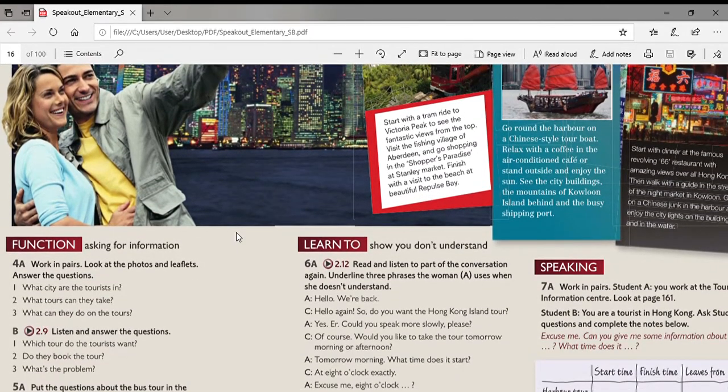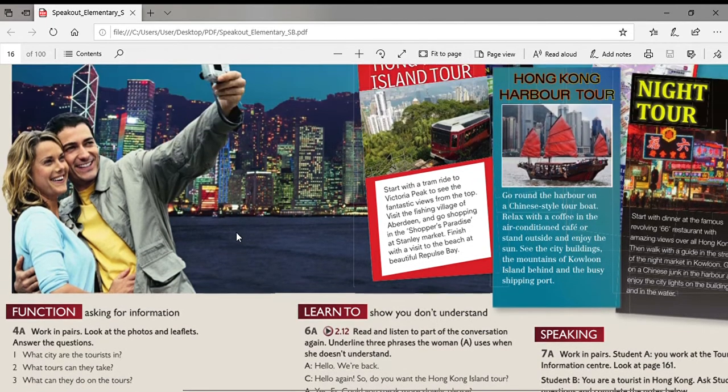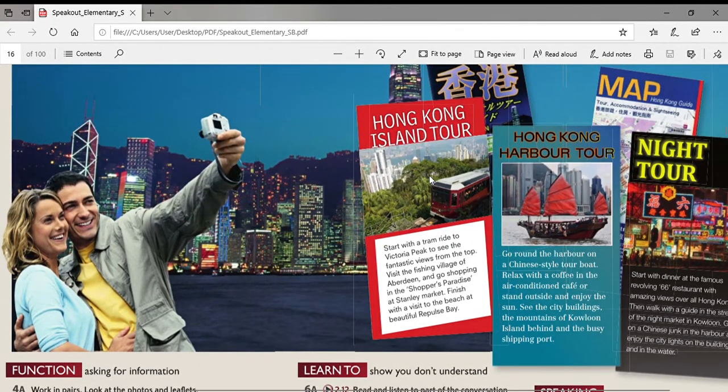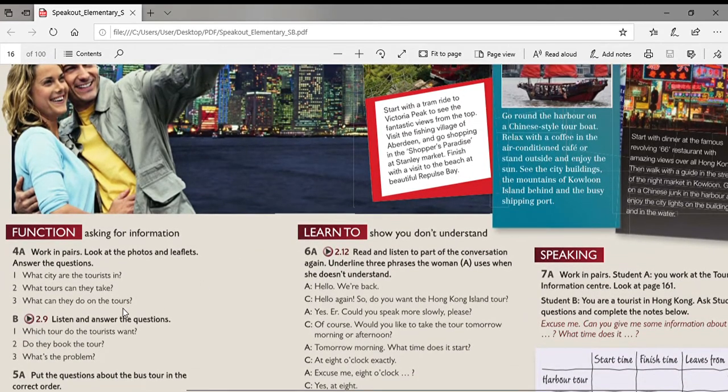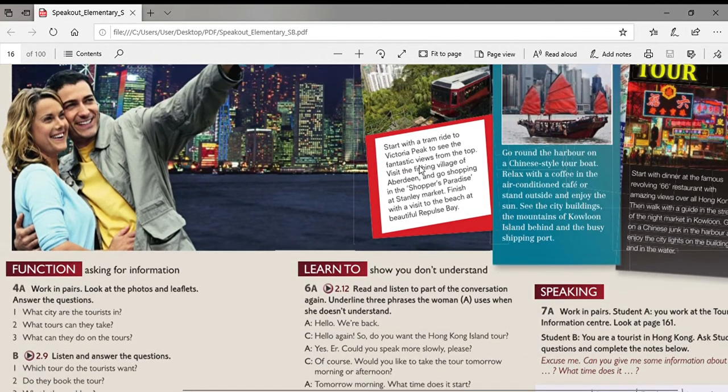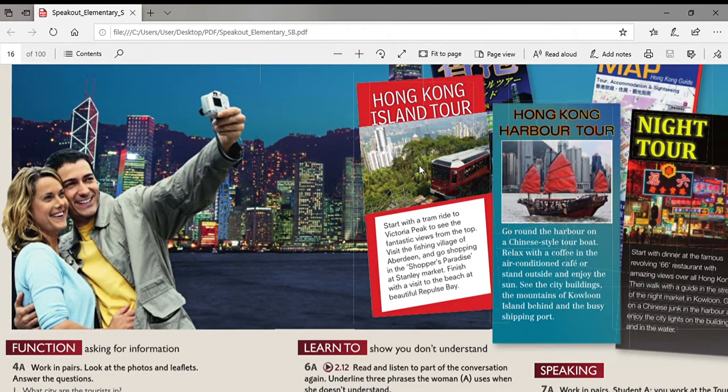The next question, what tours can they take? What kind of tour can they take? They can take Hong Kong Island Tour, Hong Kong Harbor Tour, and Night Tour. And the last question, what can they do on the tours? Let's see. In Hong Kong Island Tour, they can see fantastic views from the top. They can visit the fishing village, go shopping, and they can visit the beach.